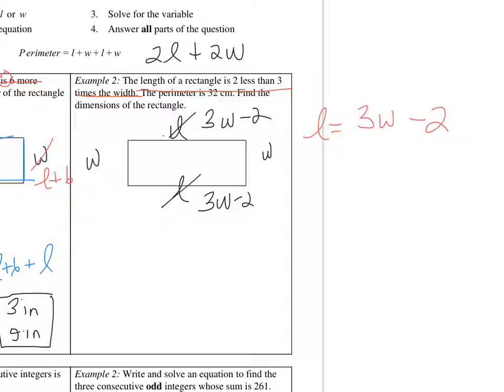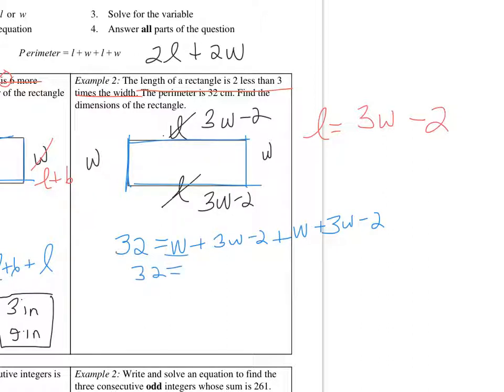So now this all needs to add up to 32. So I'm going to have 32, because that's my perimeter, equals W plus 3W minus 2 plus W plus 3W minus 2. So I have 32 equals W, 3W, W, 3W, which is 8W minus 4.